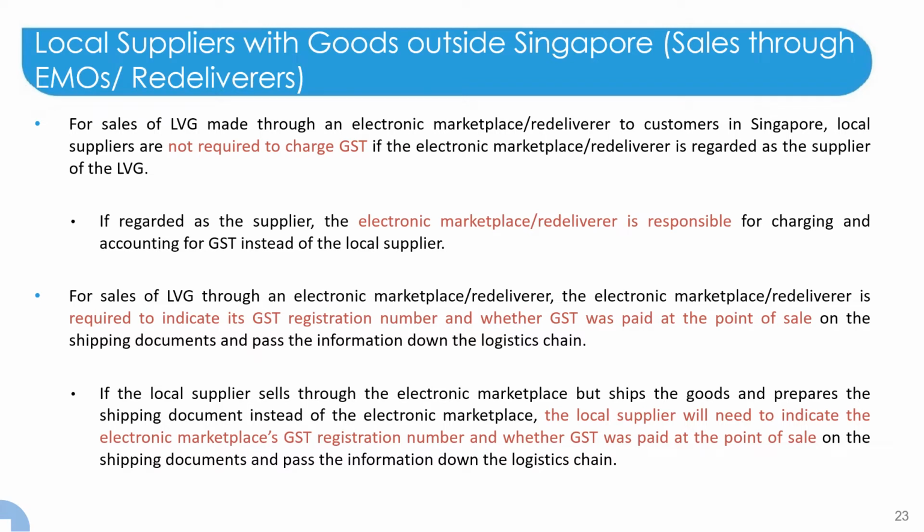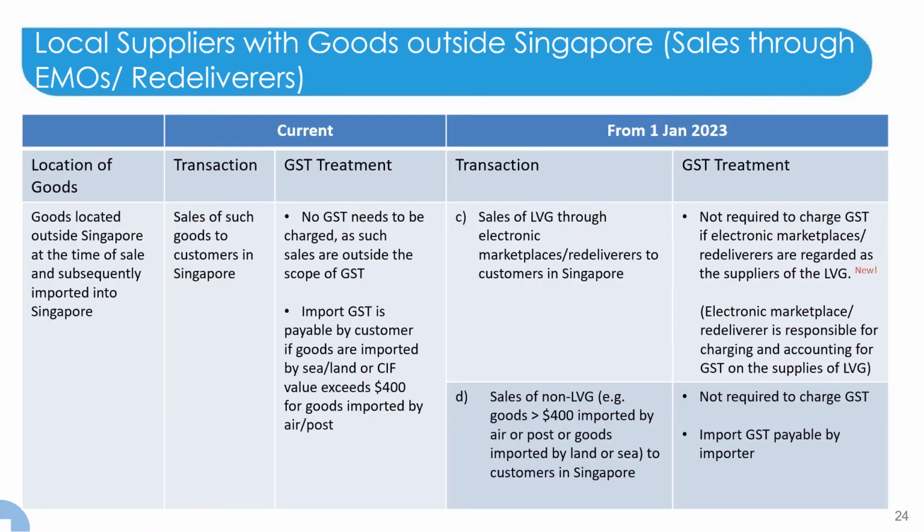If the local supplier sells through the electronic marketplace but ships the goods and prepares the shipping document instead of the electronic marketplace, the local supplier will need to indicate the electronic marketplace GST registration number and whether GST was paid at the point of sale on the shipping documents and pass the information down the logistics chain.